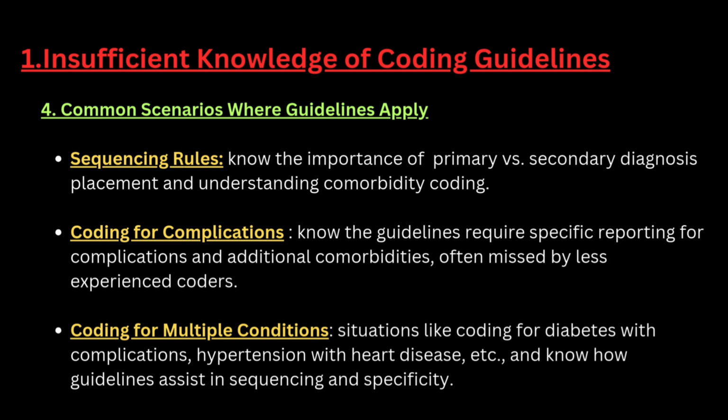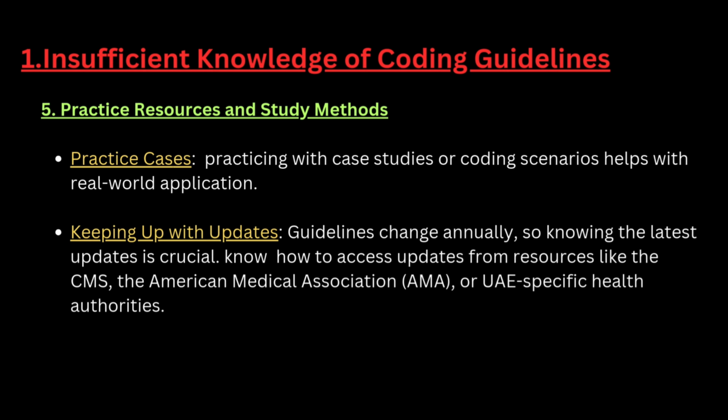You have to know the sequencing, like when we will give primary, when we should give secondary, how we will be coding complications, how you should code multiple conditions. These are regular questions asked, okay? So you must be very clear with all those things. In case of a complication, you have to give an example when you are explaining it. As well as for multiple coding, you have to give an example there.